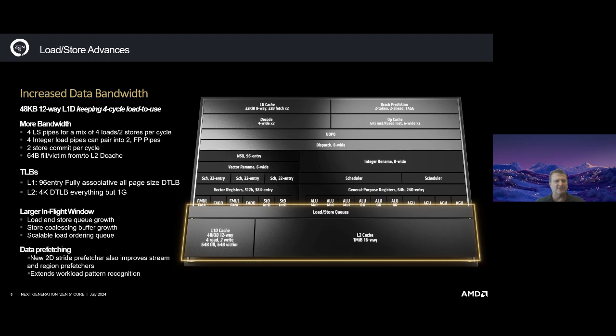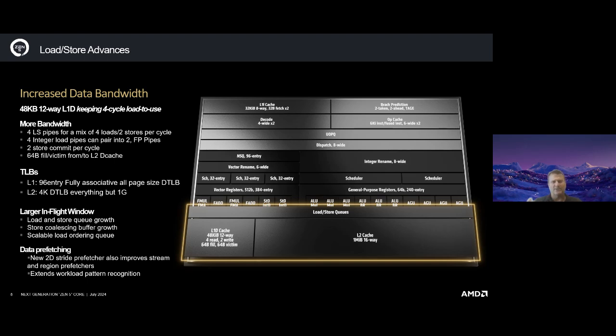Yeah, 2 store commits per cycle. And as I said, we grew that L2 bandwidth from 32 bytes to 64 bytes, both for fills and the victims going back out. On the TLBs, as you can see, as we're getting more out of order and bigger, with more instructions in, we need a larger TLB. So we grew the L1s. It was always fully associative with all page sizes. That's now 96 entry. And then on the L2, we went up to 4K, which holds everything but 1 gig pages. We smashed them into 2 meg in the DTLB in the L2.